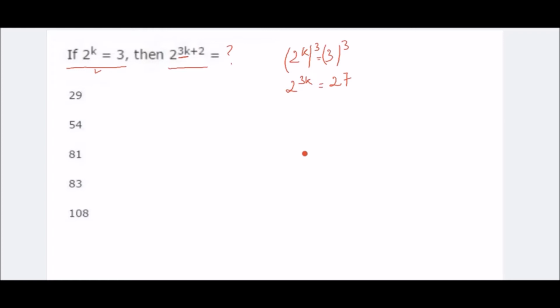And see, plus 2 means we have to multiply by 2 power 2, that is 4. So now multiply both sides by 4.